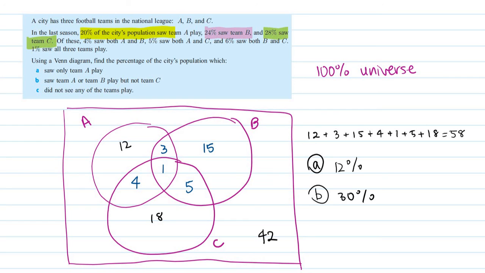And then lastly, what part of the population didn't see any teams play? Well, we already figured that out. That was 42%. Cool? Good work.